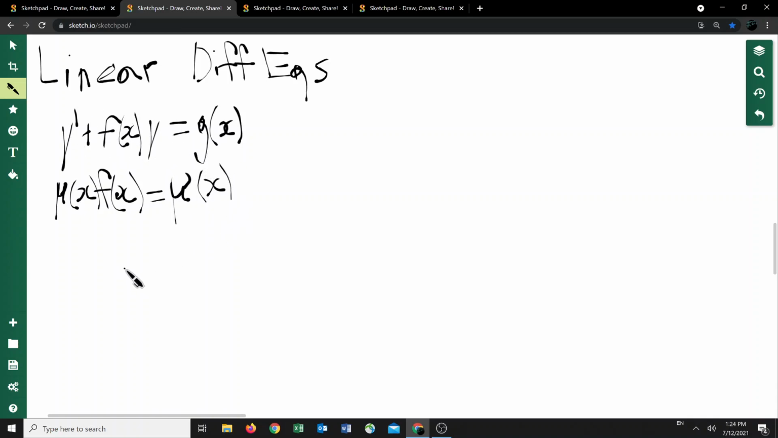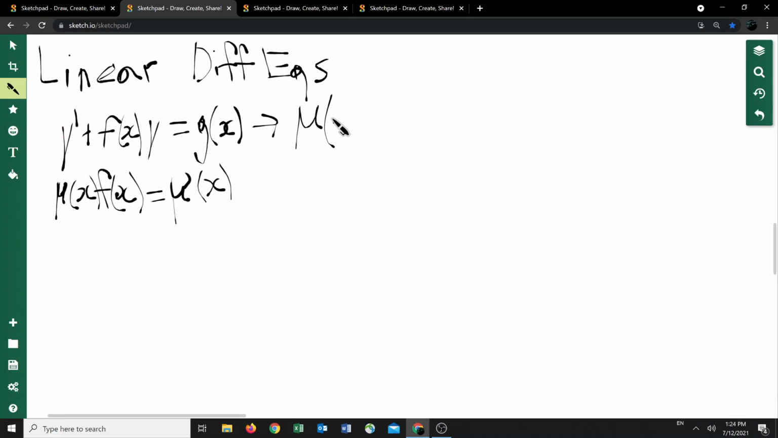So we're going to worry about computing mu of x in a second. For now, let's continue figuring out how to solve this for y as a function of x. So how do we do that? What we're going to do is multiply both sides of this equation by mu of x. What does that give us?